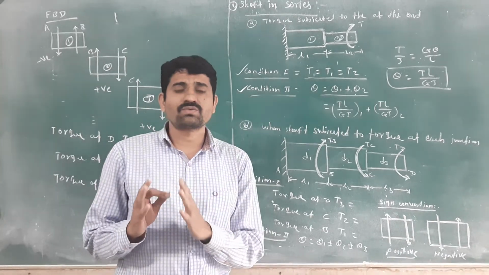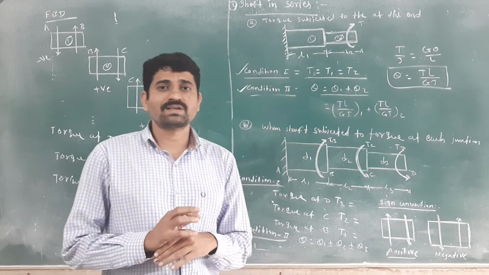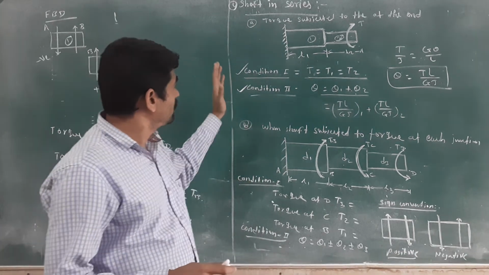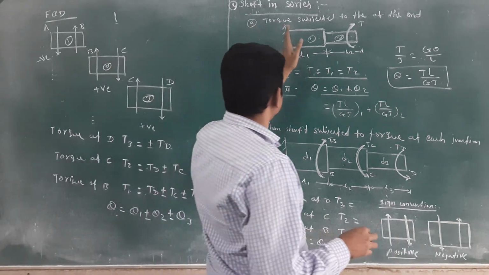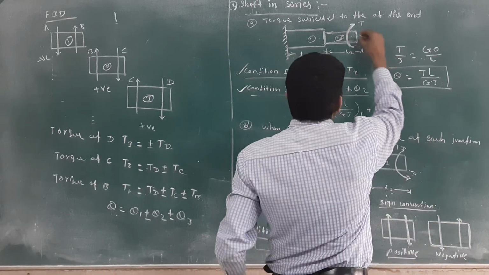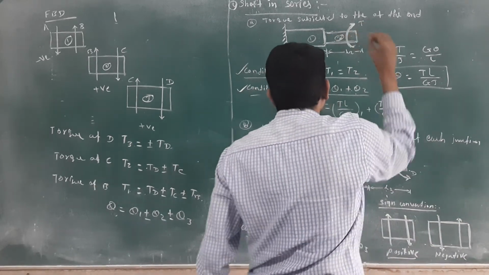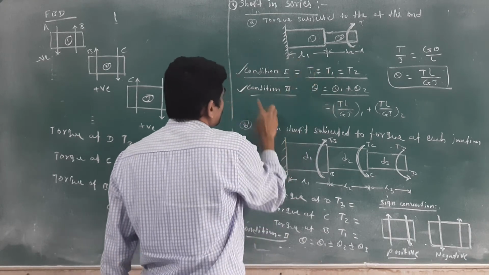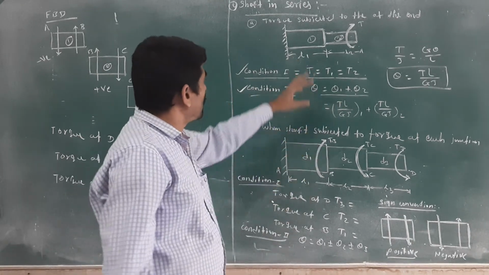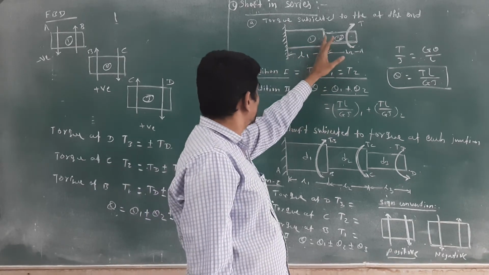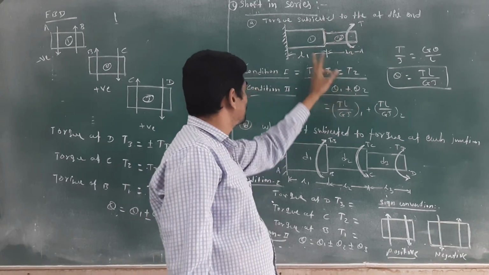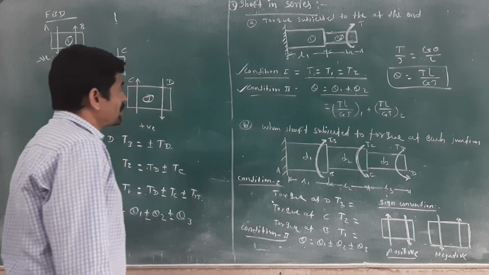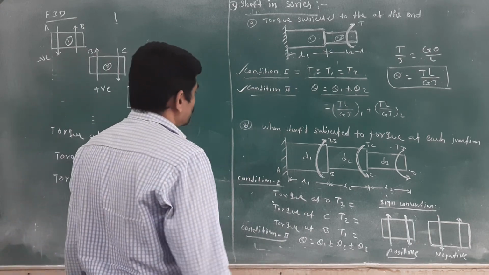We have seen the two different conditions in shaft in series. First condition, when the shaft is subjected to torque at the end, only one torque is given, then you should remember T is equal to T1. Second condition is how to find out the angle of twist. Theta is equal to theta 1 plus theta 2. You will get two different angles of twist in each shaft.